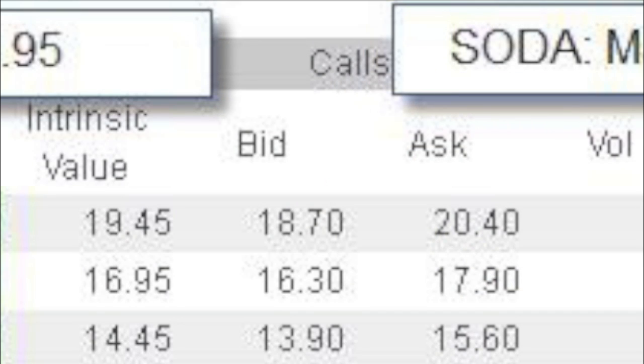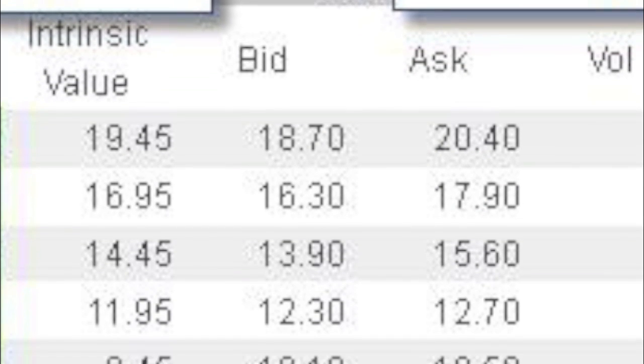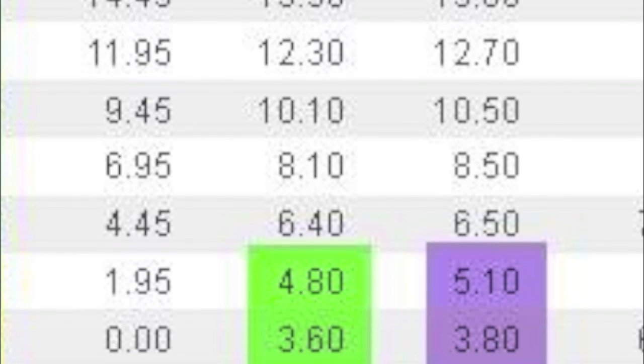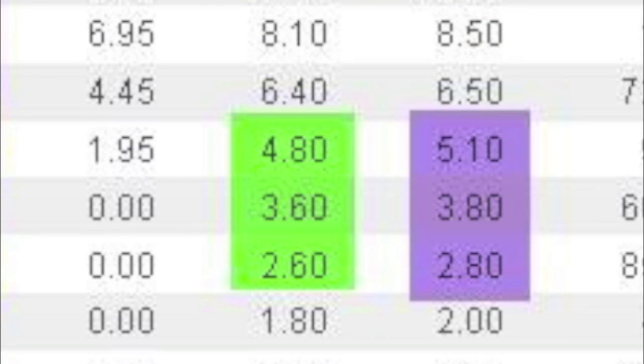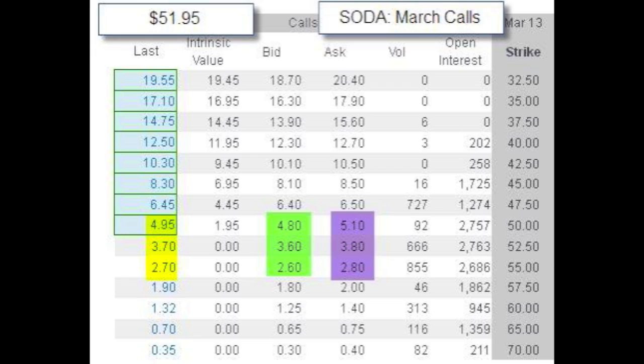In the middle, I've highlighted the bid column. The bid is the price that we normally sell our options for. Remember in the material that I provide, sell at the bid, the lower, buy at the ask, the higher. The difference is captured by the market makers. And the column all the way to the right, highlighted in purple, is the ask column. So if we were to buy back an option, that's the column we would look at.